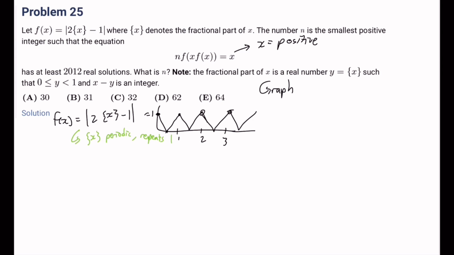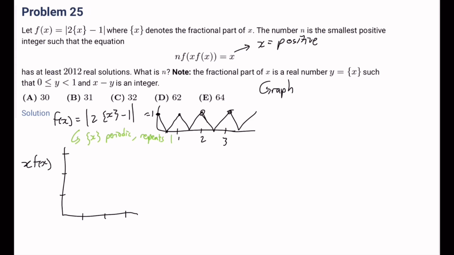Now we have x times f of x, right? Let's try to graph that one. This is just f of x, but with an x tacked onto it. And since we are multiplying by x, that means values can get larger. If we draw that, we have 1, 2, 3, and 1, 2, 3, like that.